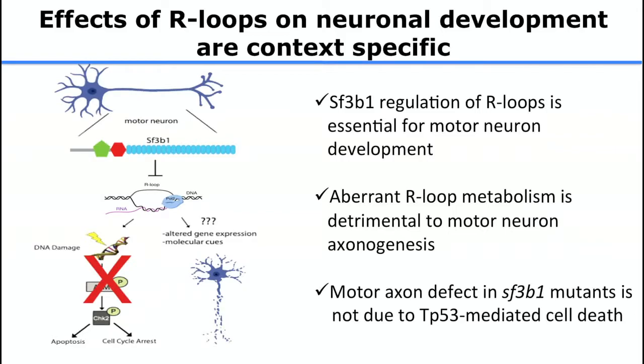Right, so we haven't. Sf3b1 mutants are homozygous lethal at about 3 days of life, so we can't study the homozygous mutants in adulthood. The heterozygous animals are fine.